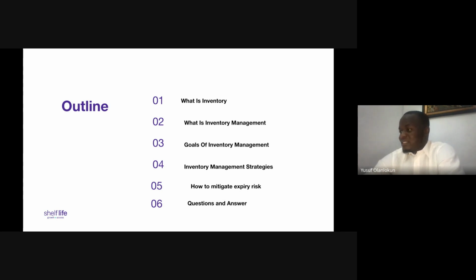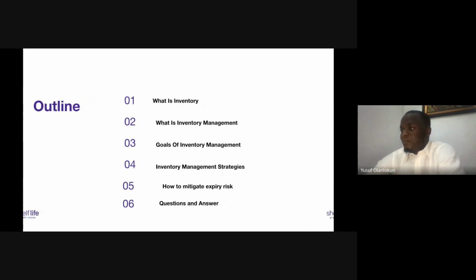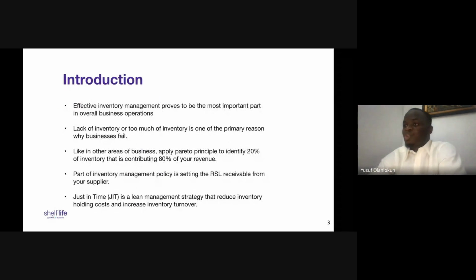So they would be around when it happens, you try to optimize so as to reduce expiry risk, but it happens that you have products that are already short dated or something. So how do you mitigate as a business? How do you reduce that risk? Then, like Yewande mentioned, going to take the last section of this presentation to respond to questions that were submitted prior to this webinar. So I mentioned here that effective inventory management is important in overall business operation.